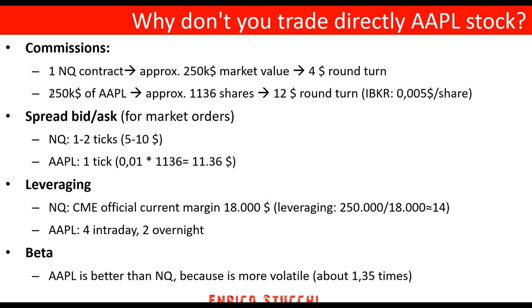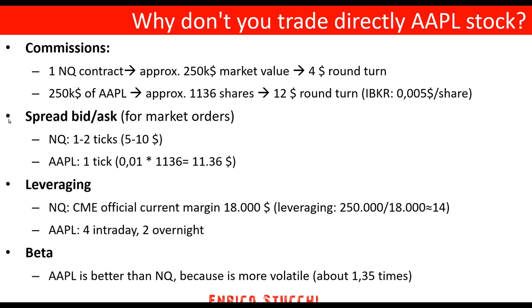If I'm using Apple instead, for instance, I want the same market value, so 250K, that means approximately 1,136 shares. So using IBKR, Interactive Brokers, I pay $0.05 per share, so it means $12 round turn. So Nasdaq is cheaper.